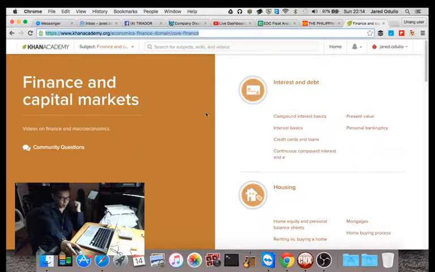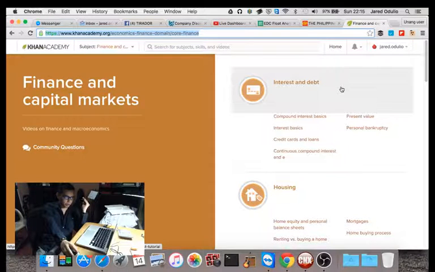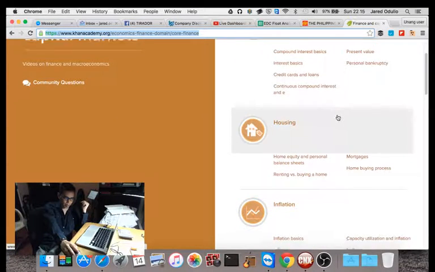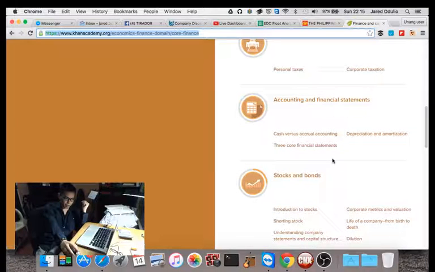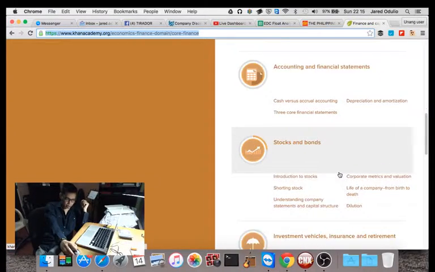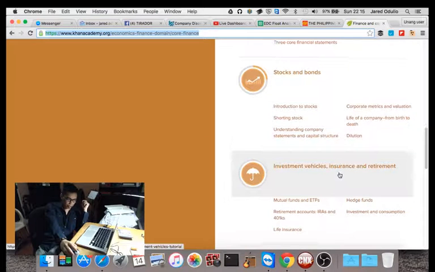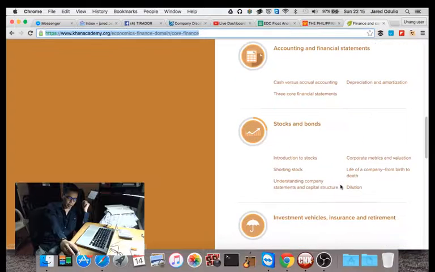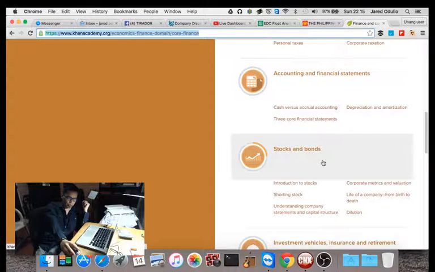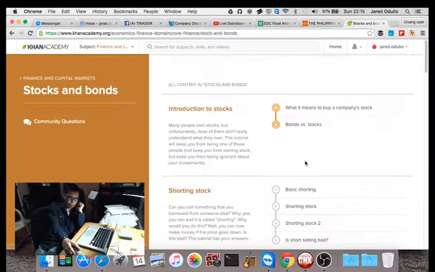So basically, there are other sub-interest or interest groups inside the finance and capital markets. There are interest and debt, housing, inflation, taxes, accounting and financial statements, stocks and bonds, investment vehicles, insurance and retirement, money, banking, and central banks. So here, stocks and bonds, yun yung ating point of interest. So we'll go there.